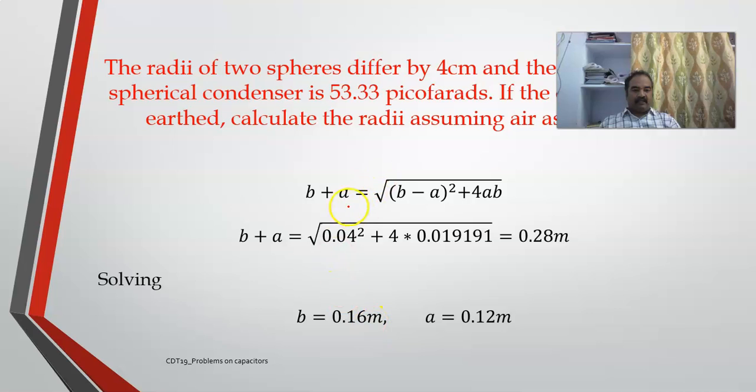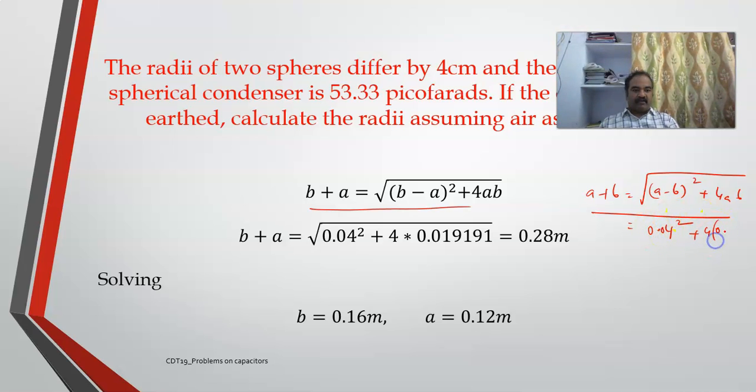Once I get AB, this is the expression, right? We know A plus B whole square is equal to A minus B whole square plus 4AB. I will apply this formula. So if I substitute A minus B, this is 0.04 square, plus I have already obtained here 4 into 0.019. So I will get A plus B. How much is it? 0.28.